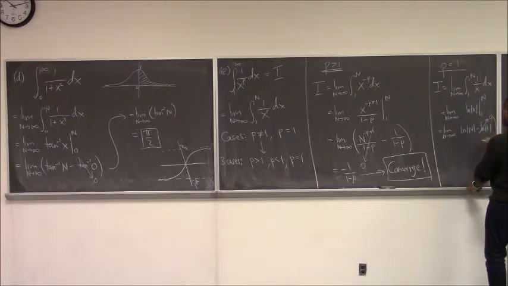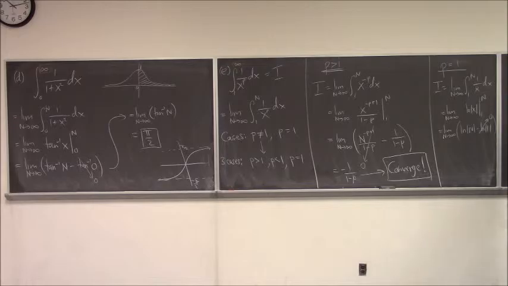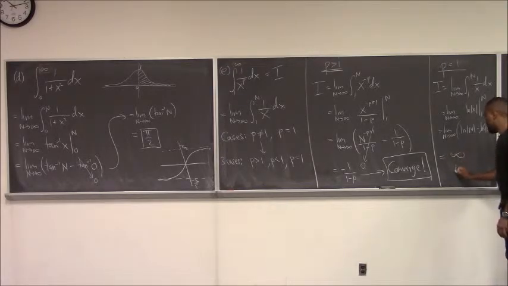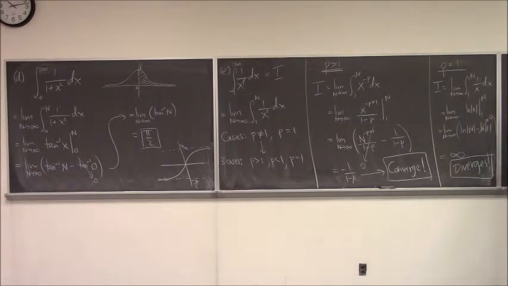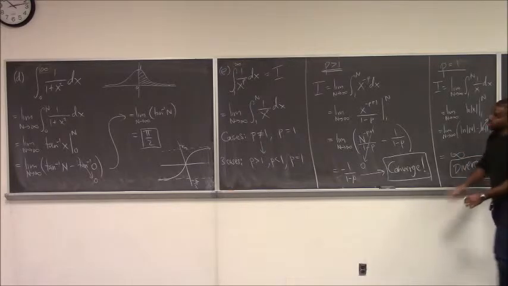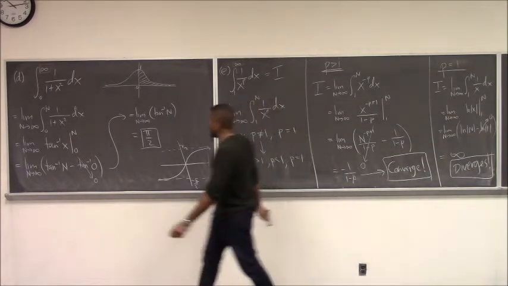So we're only worrying about this. As n goes to infinity, the logarithm will also go to infinity. This diverges. So at 1 it diverges. For p bigger than 1 it converges. What about p less than 1?